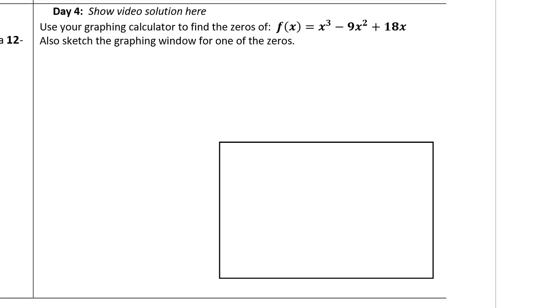Here's the answer for the day 4 Bell work. Use the graphing calculator to find the zeros of this function. That means to find all values of x that when you input them, the answer that you get from this formula turns out to be 0.